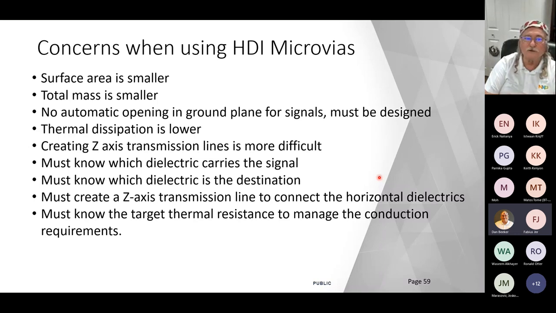Again, the thermal dissipation is lower, which makes creating those Z-axis transmission lines extremely difficult. And again, you've got to know which dielectric you're starting from and which dielectric you want to go to, and make sure that you create the Z-axis dielectric transmission line to connect those two different layers of the board. And then you need to also know what your target thermal resistance needs to be to allow your die temperatures to be kept at an acceptable level. This is all a lot harder than it is with through-hole vias.